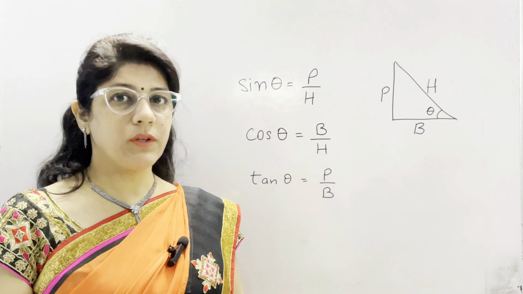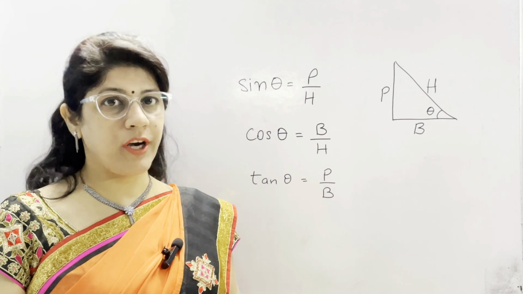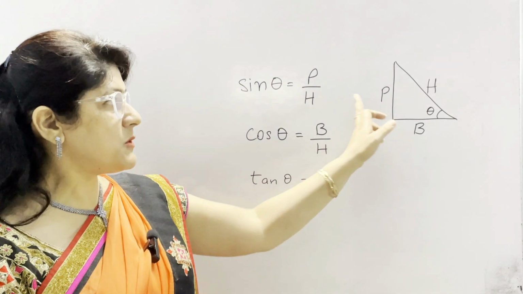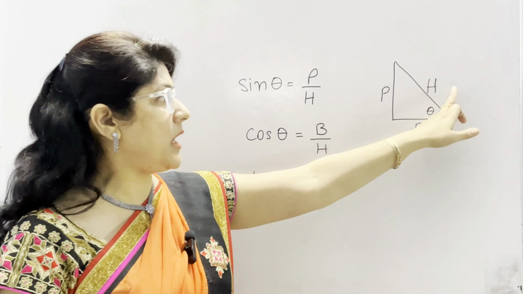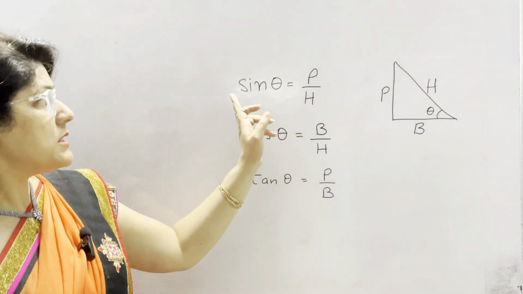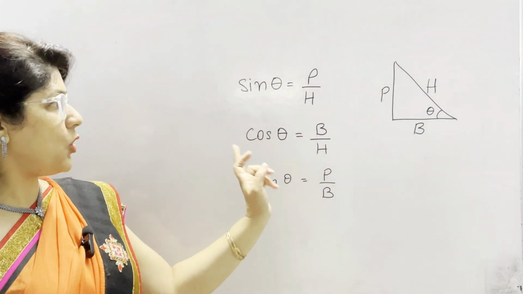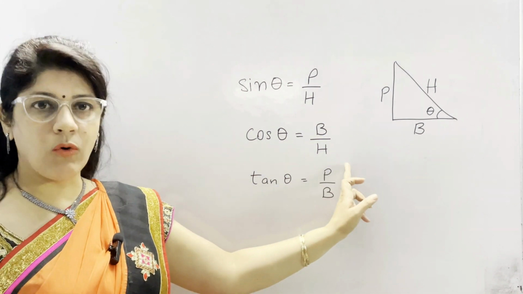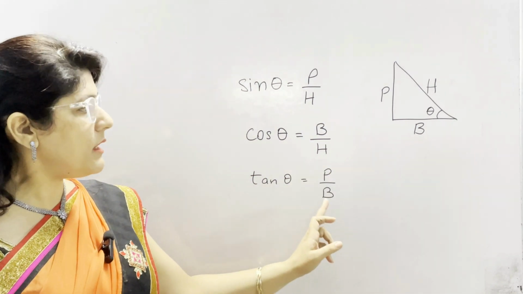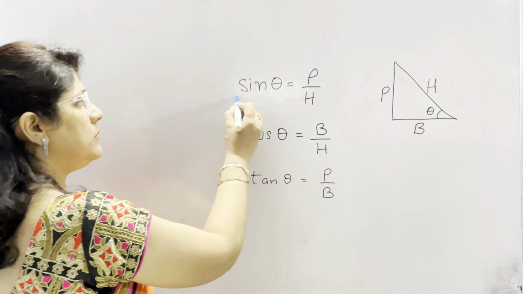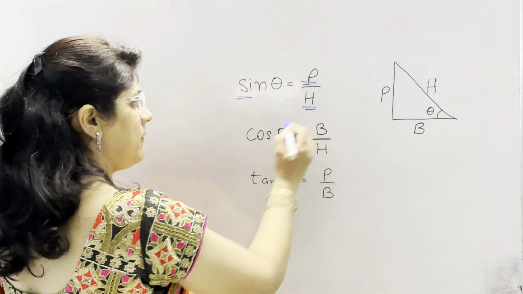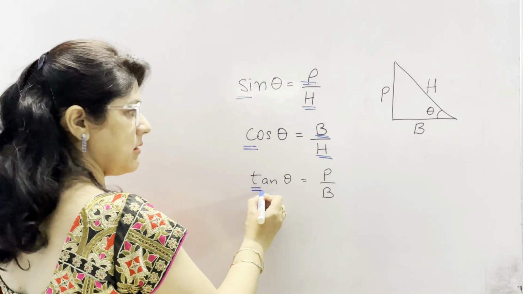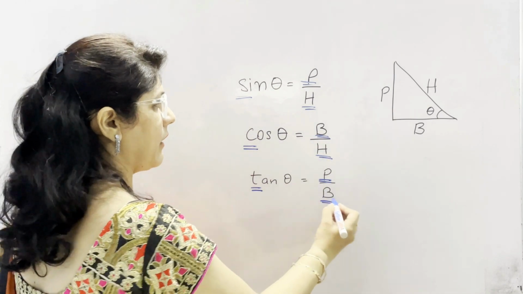Before I start solving the questions, I just want to assure that you should know these fundamentals of heights and distance. This is perpendicular, this is base, and this is hypotenuse. So, sine theta is equal to P upon H, cos theta is equal to base upon hypotenuse, tan theta is equal to perpendicular upon base. And you can learn this by: some people have curly brown hair that turn permanent black.